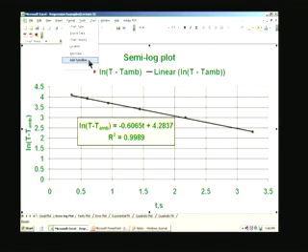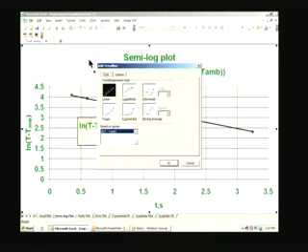There is an option called add trend line. If I press that, it invokes several possibilities. The trend can be linear, logarithmic, polynomial, power law type, exponential, and moving average.